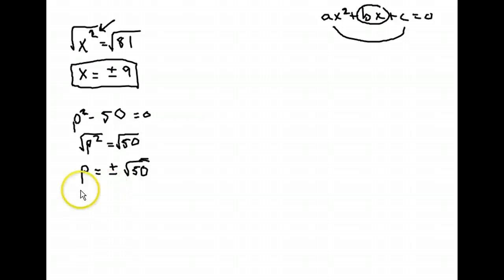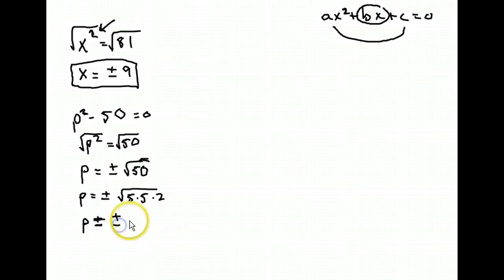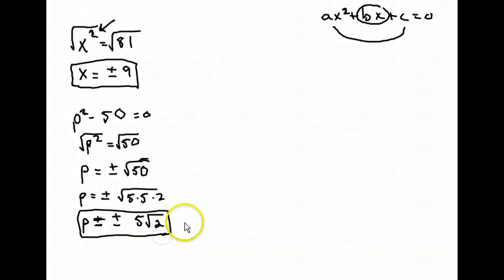Well, you know the square root of 50 is really 5 times 10, so it's 5 times 5 times 2. So then you would simplify that square root. So it would be p equal plus or minus 5 square root of 2. So your answer would be p equal plus or minus 5 square root of 2.